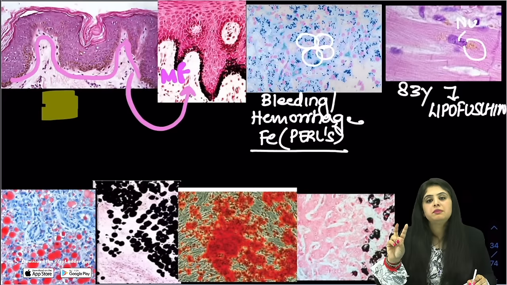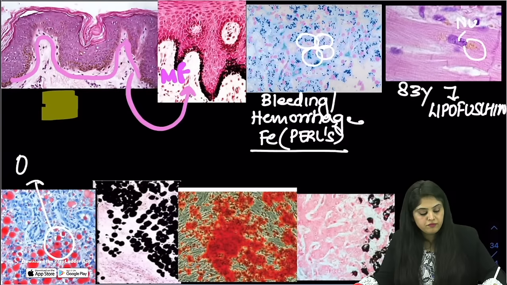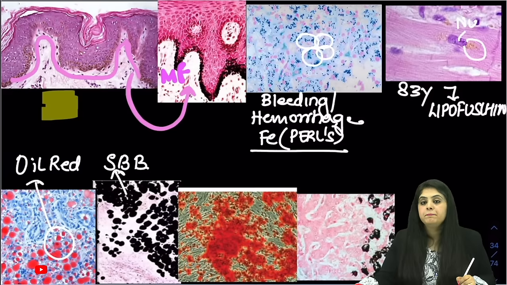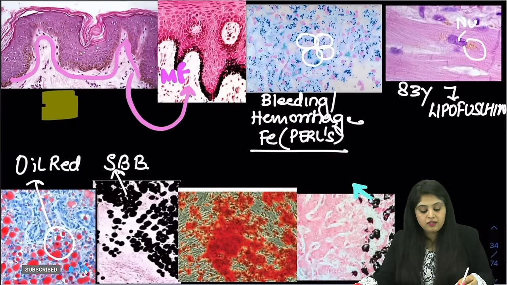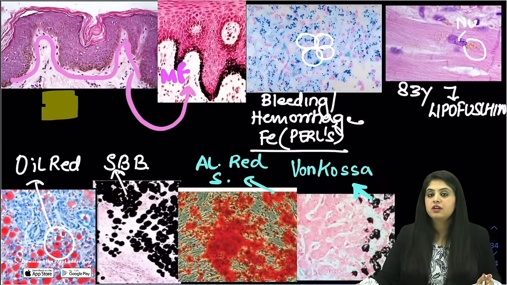Next one, the ones for lipid. Here you can see the fat has become red. So Oil Red O, very, very famous. And the last one, in this it's become black. So this is Sudan Black B. Okay, next one, these are for calcium. For calcium, what was the black one? Calcium black, the Von Kossa. Von Kossa is going to be calcium. And the red one is obviously going to be Alizarin Red S. That is going to be red. So that is your final flashcard for all the images that you had of this table.